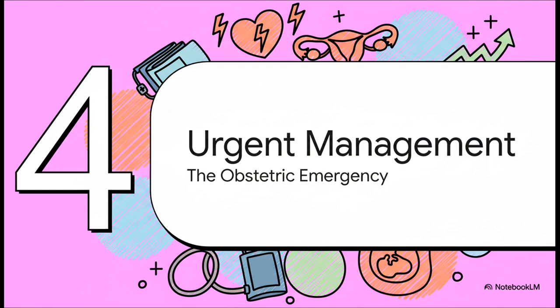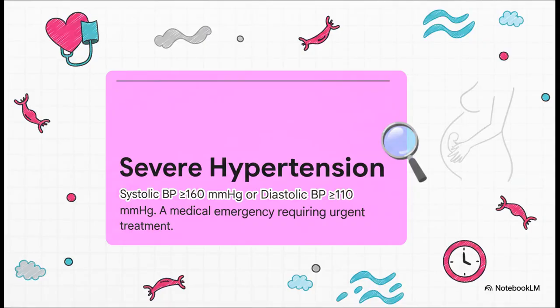This brings us to the most critical phase, managing severe disease to prevent a maternal catastrophe. When preeclampsia gets severe, it is a true obstetric emergency, and your actions have to be fast and precise. So, our emergency threshold is a systolic of 160 or higher or a diastolic of 110 or higher. When you see these numbers, the immediate goal, the number 1 priority, is to prevent an intracerebral hemorrhage. That's a leading cause of maternal death in preeclampsia, so we have to act fast.